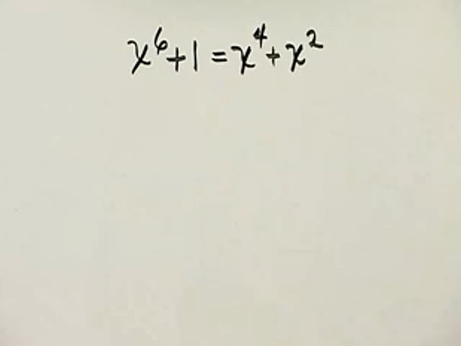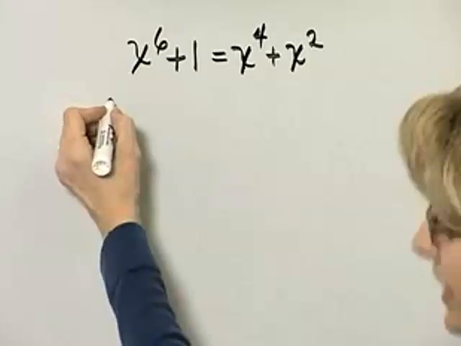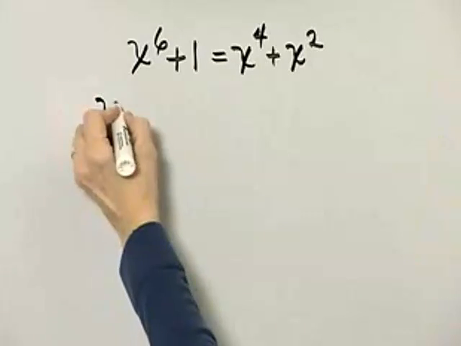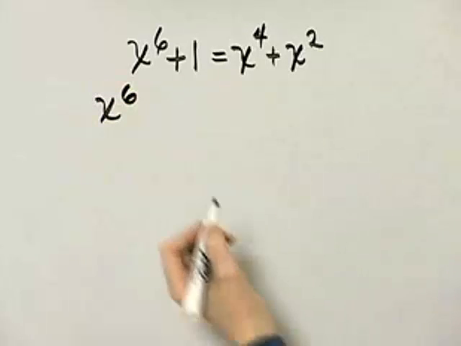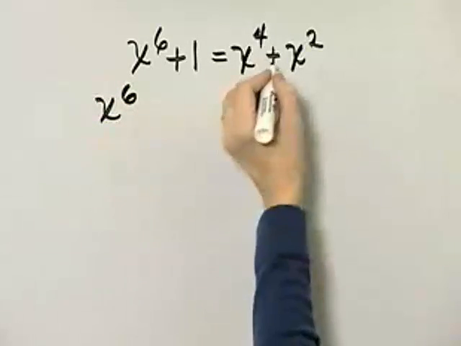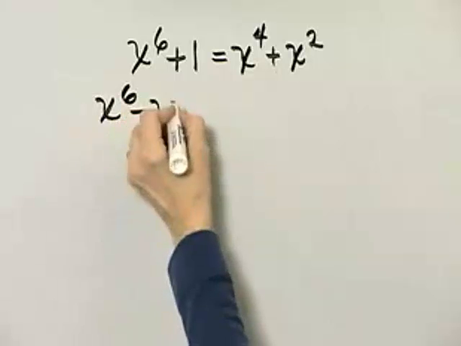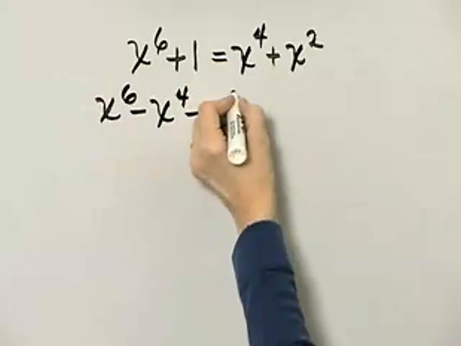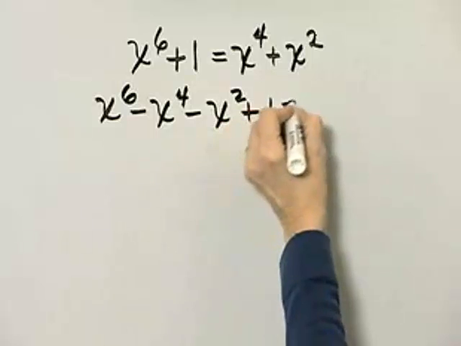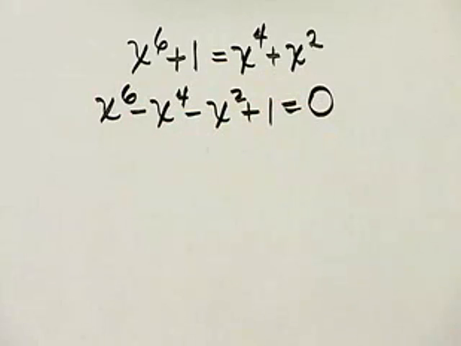Let's solve this equation for x. First, let's move all of our terms to one side. I'm going to go ahead and write it so that we have decreasing powers of x. That's x to the 6th minus x to the 4th minus x squared plus 1 is equal to 0.